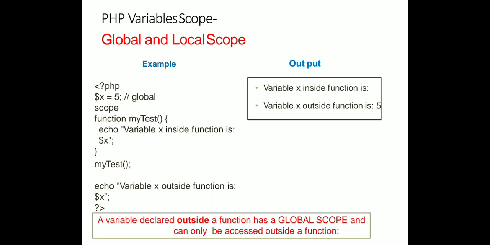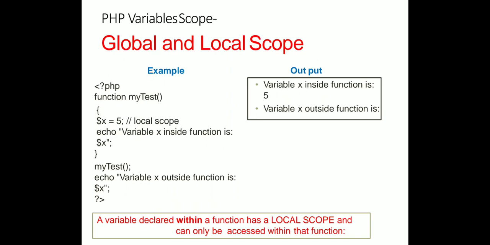So why this output is as this? Because a variable declared outside a function has a global scope and can only be accessed outside a function. Okay, you got the point. When a variable is defined globally, it is having a scope for calling only outside the function. Inside function you cannot call that particular variable or global scope variable.